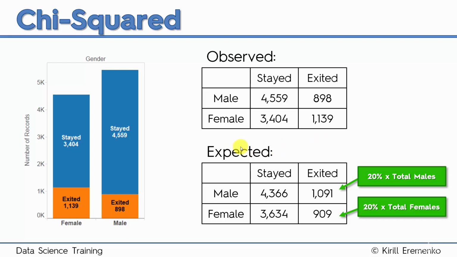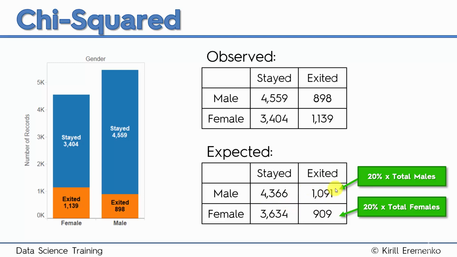So now this expected table, what it represents is if there is no dependency. So if the decision to leave the company is independent of gender, then what we would expect is that 20% of males leave and 20% of females leave. Makes sense, right? So if you know that 20% of people overall leave the company from this sample size, then it should be the same for males and females. It should be 20% here and 20% here. And that's exactly how you create this table.